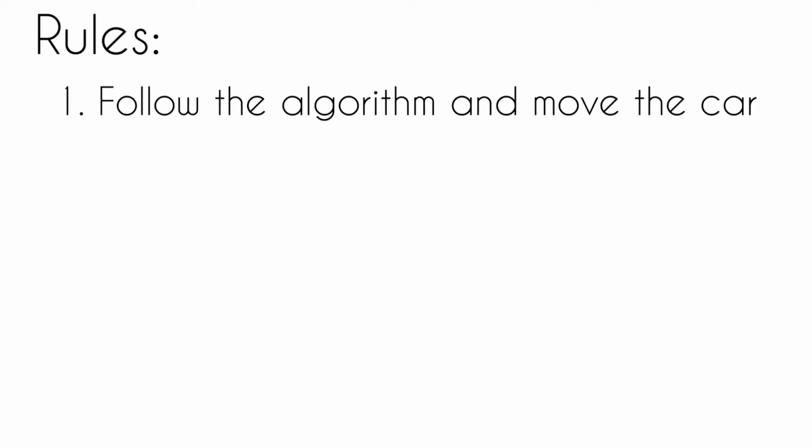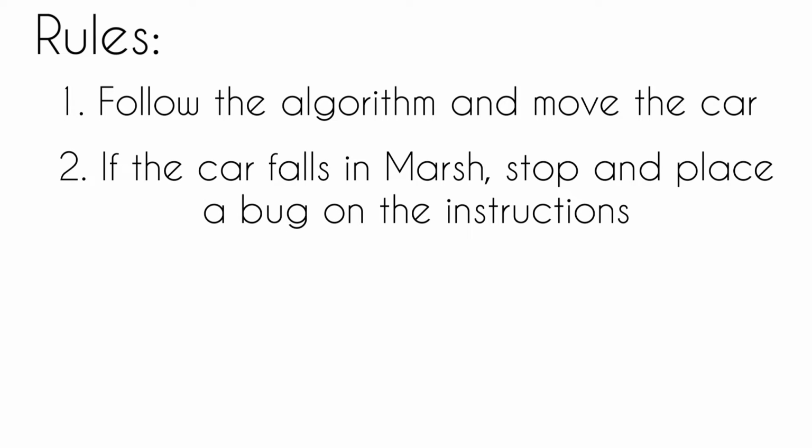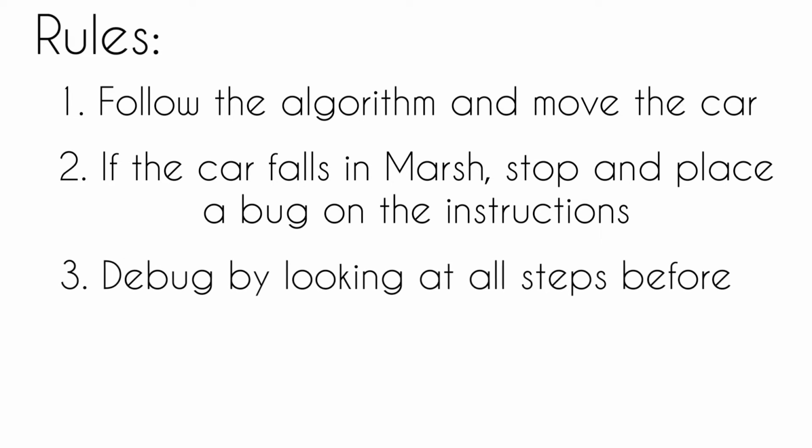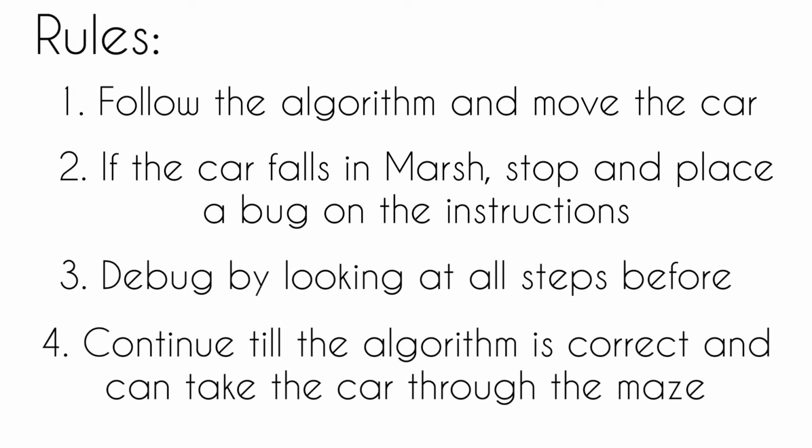Now let's take a look at the rules of the game. Follow the algorithm step by step and move the car. If the car falls into the marsh, stop and place a bug on that particular instruction. Now go through all the instructions that came before this buggy instruction and find the mistake and fix it. Keep repeating this until the algorithm is completely free of bugs and can bring the car from the start to the finish without making it fall into the marsh.